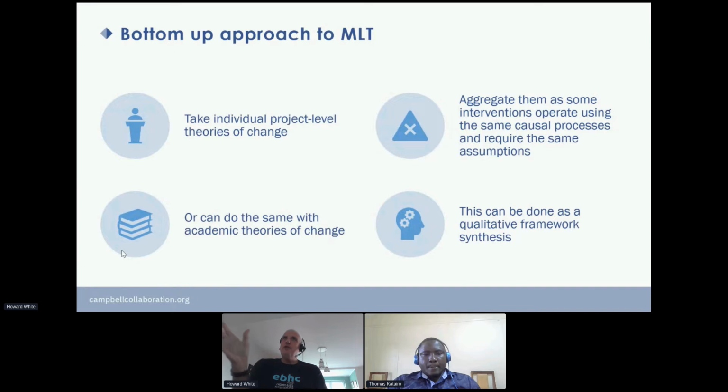And you can do this on existing theories of change, say in existing project documents, and that would be a qualitative framework synthesis. So qualitative synthesis often starts off not knowing what you're going to find, so you develop the framework in a literature way. The framework synthesis says, now we've got some idea what we want to look for, here's our framework. And so the theory of change approach provides a framework for the synthesis of project-level theories of change in project documents. So that's what we're doing, which Thomas will talk about, but we're just starting.